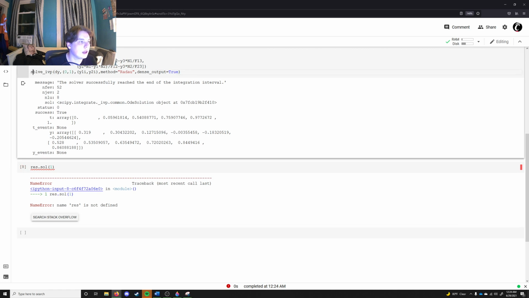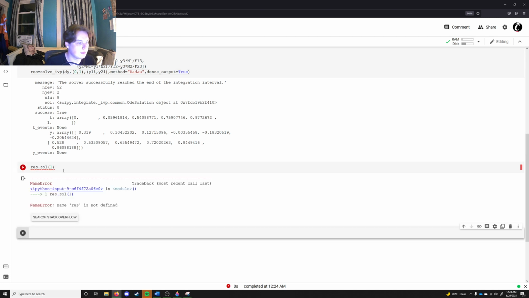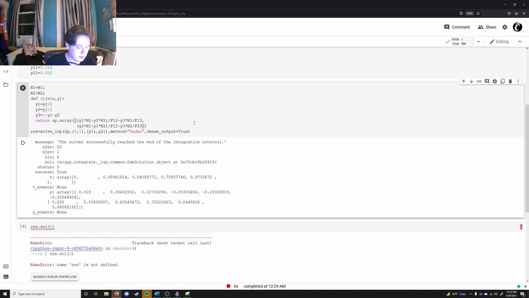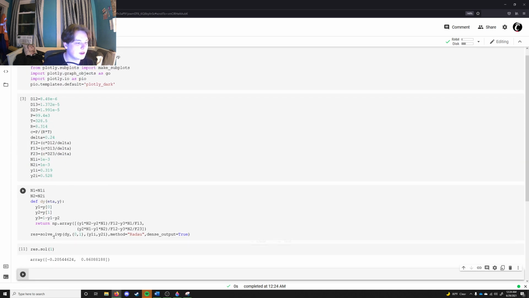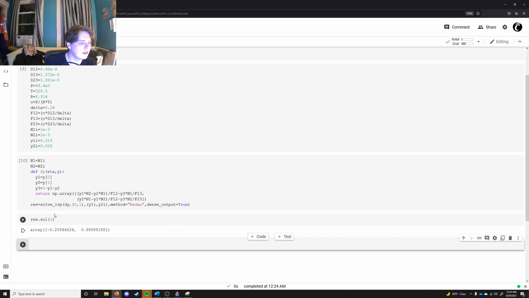Oh, we gotta set that equal to the variable res. That way we can actually get something out. There we go. So we get an array. It doesn't make sense because they should be at 0, but that just means our initial guesses are wrong, which we already knew in the first place. We were just doing a magnitude guess.